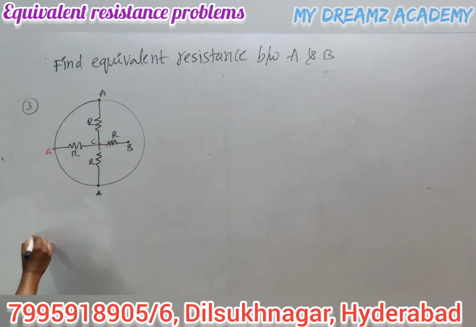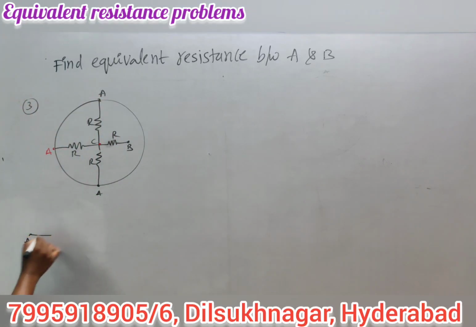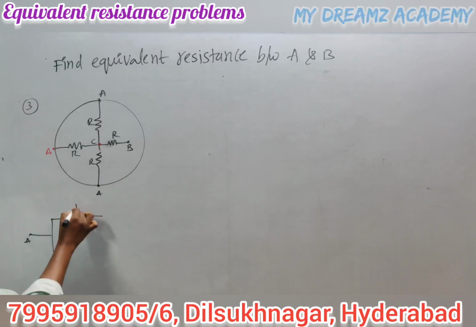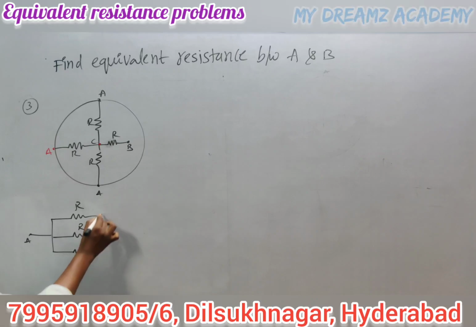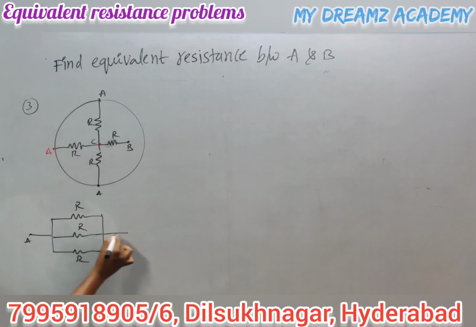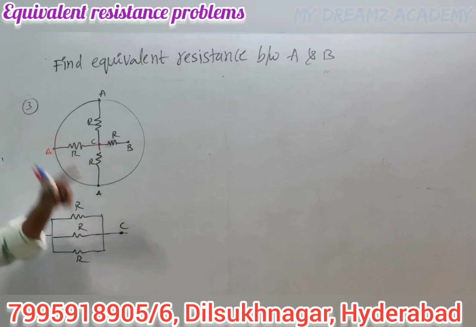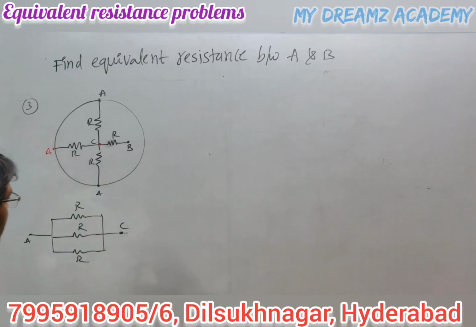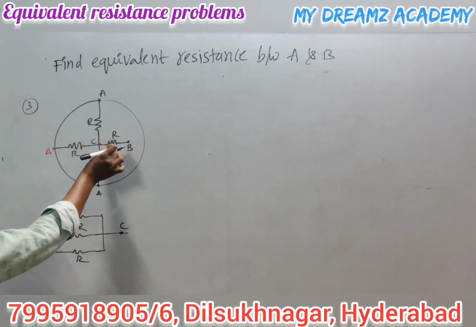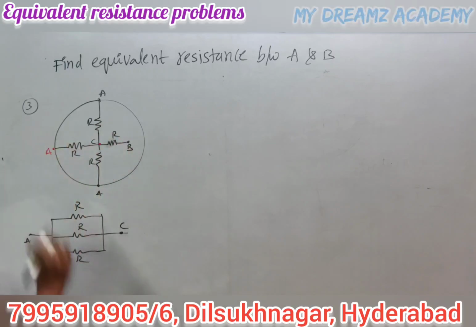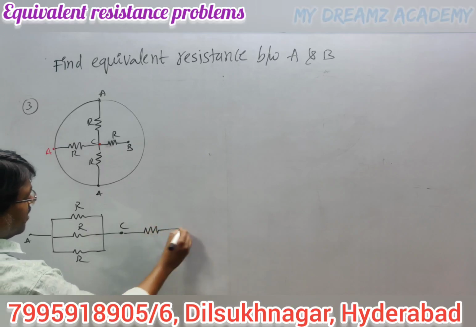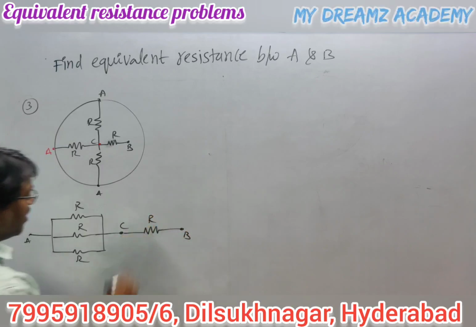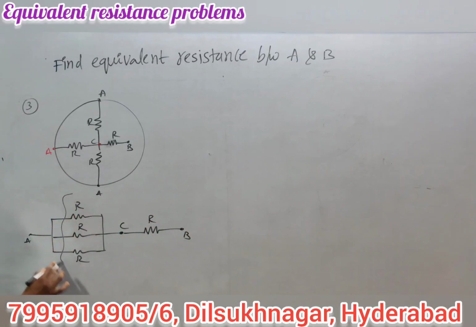So we can write like this. This is terminal A. One resistor with resistance R, another one, and a third one. These three are connected between A and C. The midpoint we have considered is C. Now another resistor lies between C and B. It is between C and B. Now this resistor R. Now these three are connected in parallel.